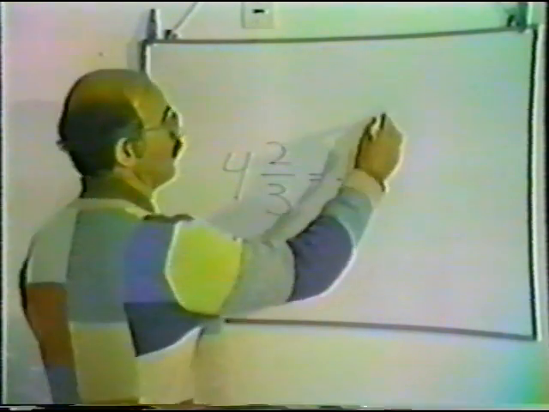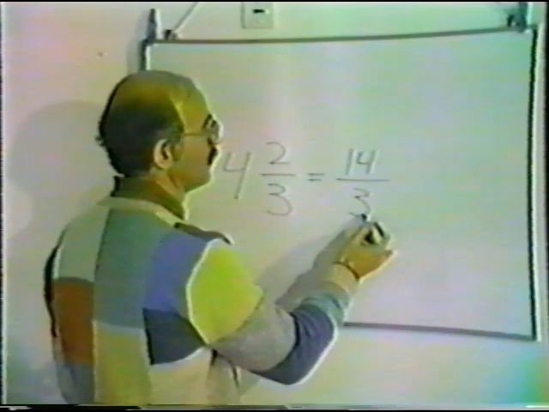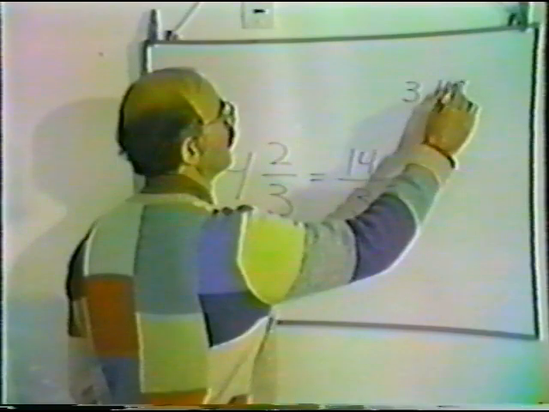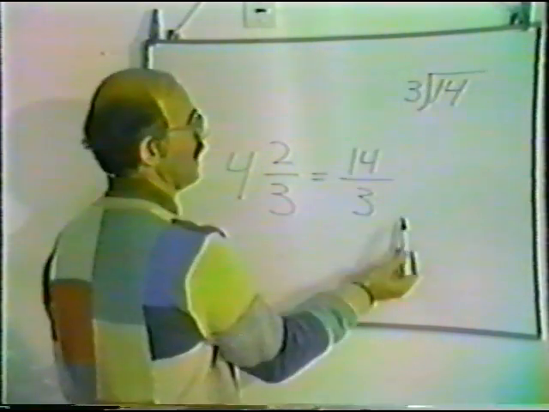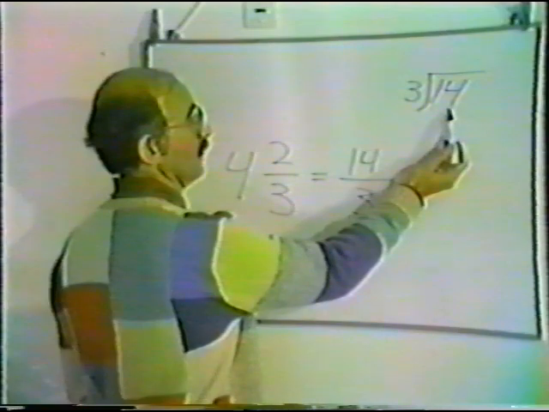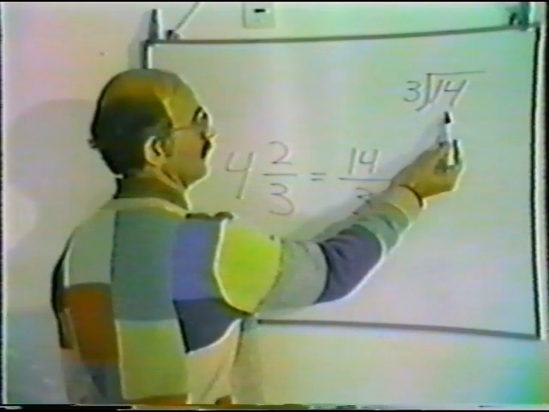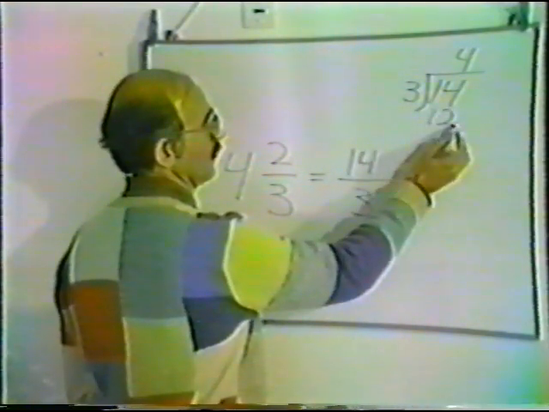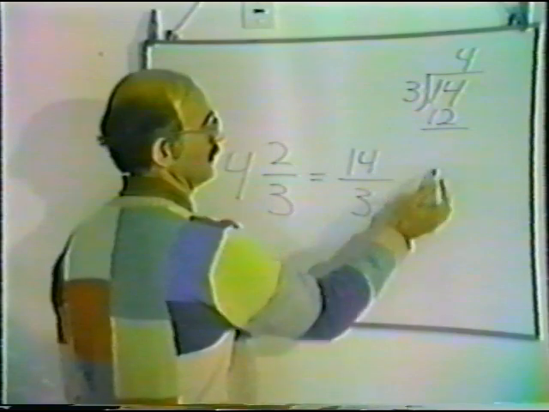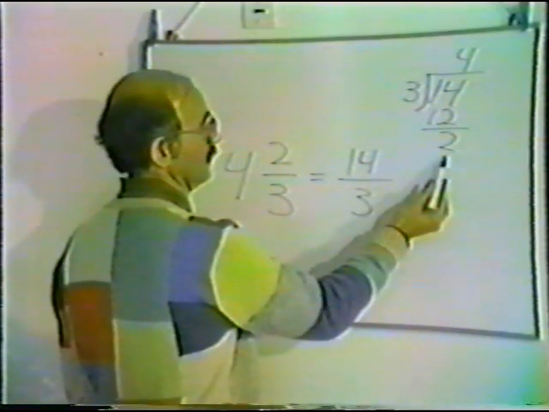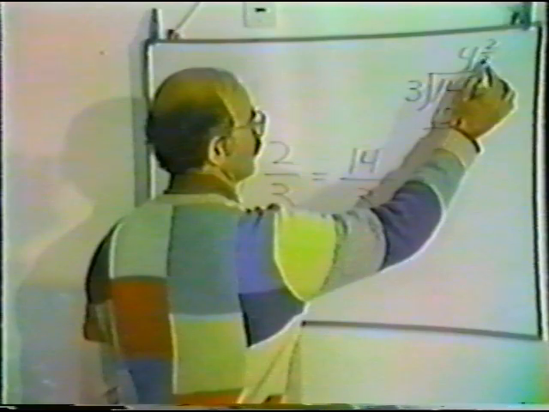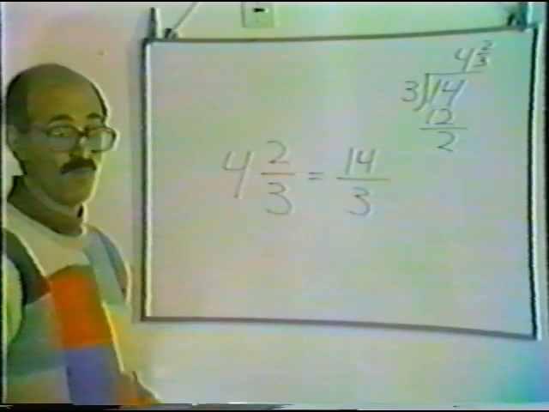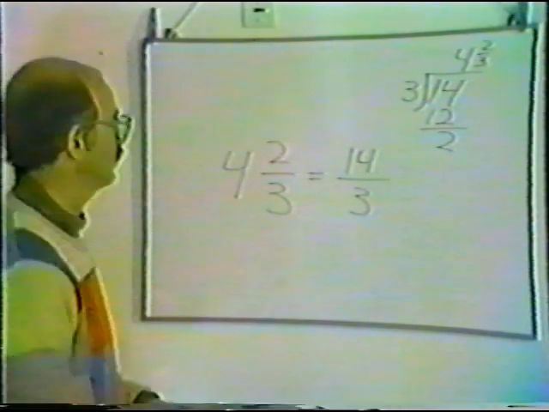Now, before we learned that if we had 14 thirds, we would divide the 3 into the 14. And we'll see that if we do that, 3 into 14 goes how many times? 4. 4 times 3 is? 12. With how many left over? 2. 2 what? Thirds. 2 thirds. So 14 thirds is the same as 4 and 2 thirds.